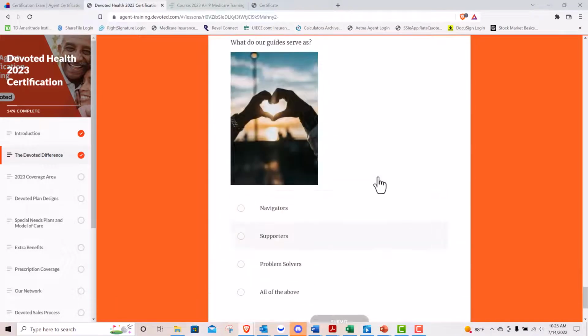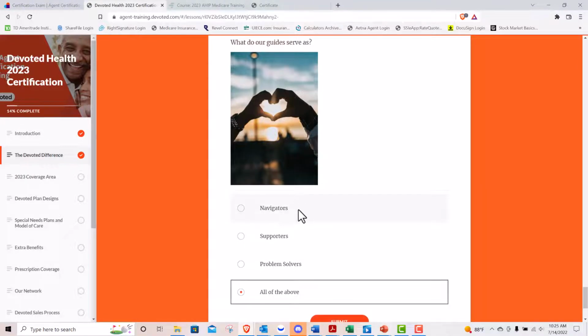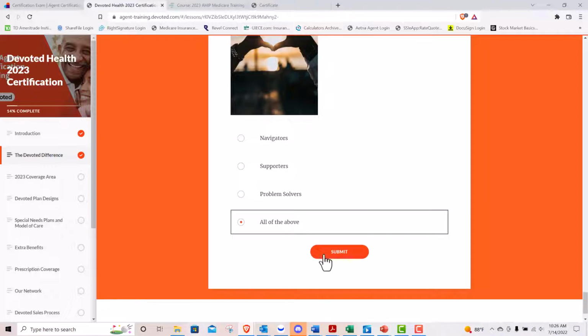Alright, let's go. Okay, so what do our guys serve as? I believe it was all of them, because they are navigators, we saw that. They are supporters, we saw that, and they have to solve the problem. Not about helping the client and getting them off the phone as soon as possible. They're all about problem, conflict resolution. I love it.